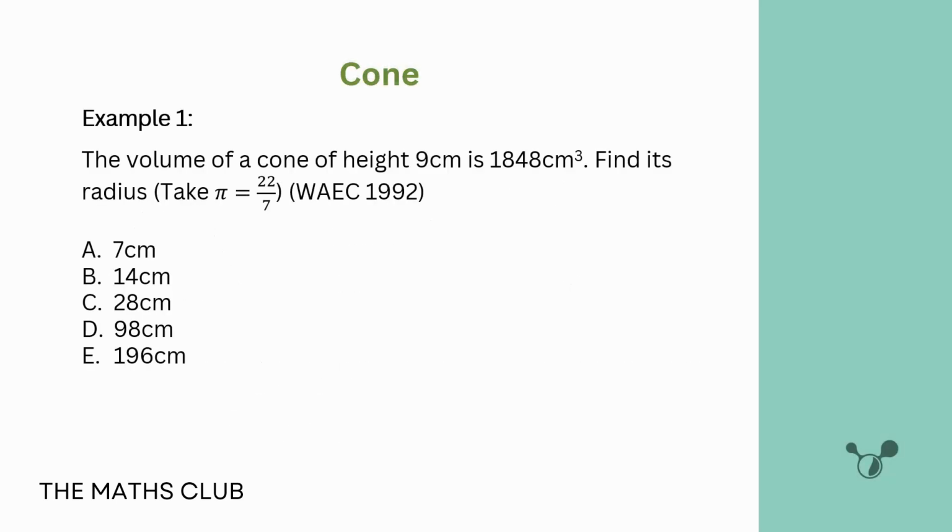Let's do an example. Example says that the volume of a cone of height 9 cm is 1848 centimeter cube. Find its radius. Take pi to be 22 over 7. This is taken from WAEC 1992. As always, I encourage you to pause the video and try it out yourself before you play it.